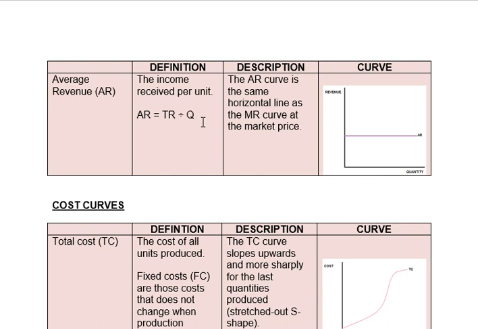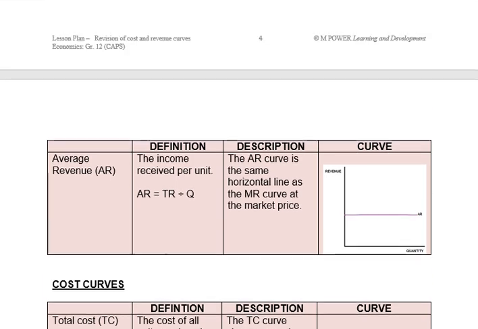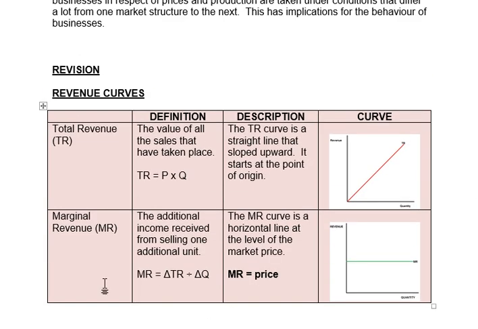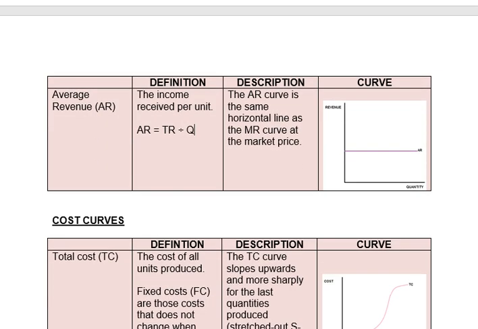Now, very important that you see the difference. Can you see? Marginal revenue is change in total revenue divided by change in quantity. The change there is important. Average revenue, you are purely going to take your total revenue divided by the quantity.